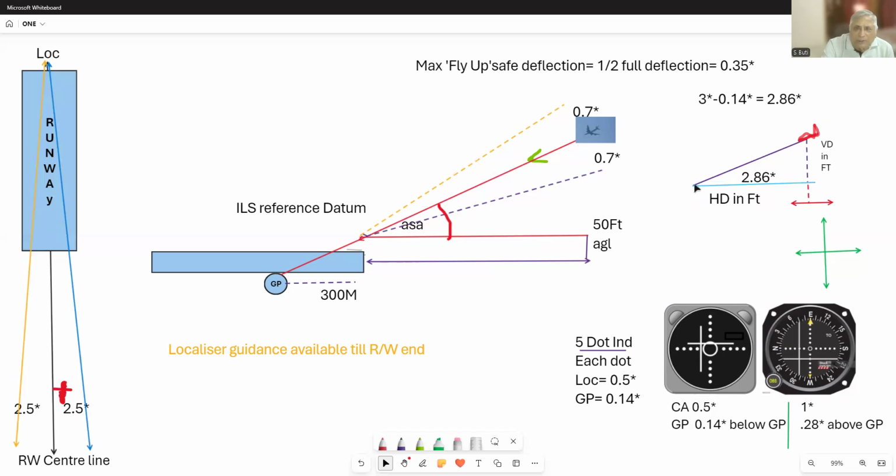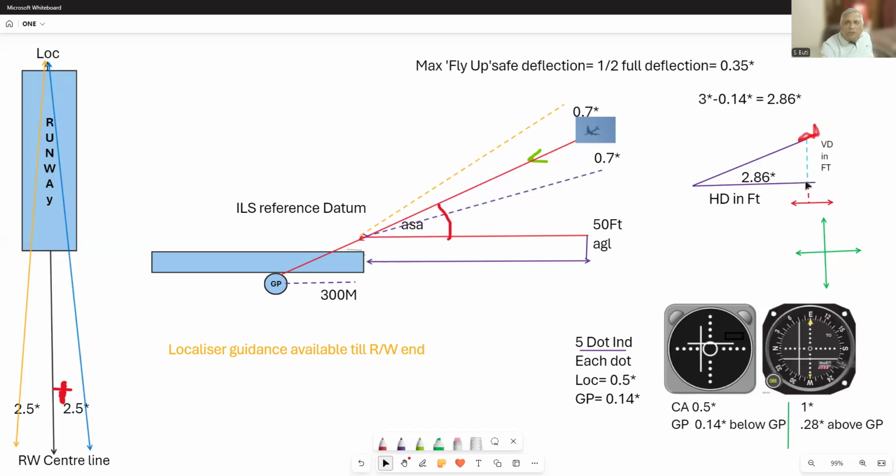Now with this 2.86 degrees as the closing angle, take this as the distance off track and this as the horizontal distance, and don't forget to convert it into feet so that you get this answer in feet. The vertical distance is known to you, so you can find out the horizontal distance. The horizontal distance is given to you: you are so many nautical miles from the threshold, converted into feet.